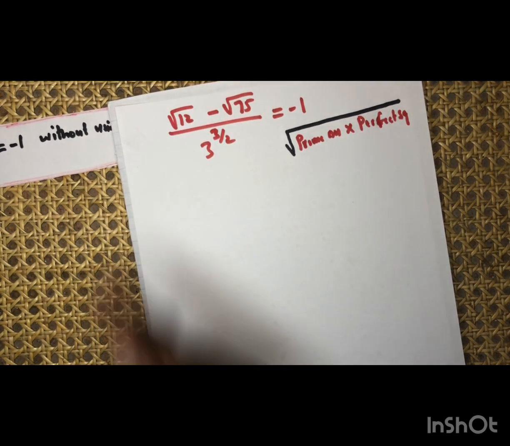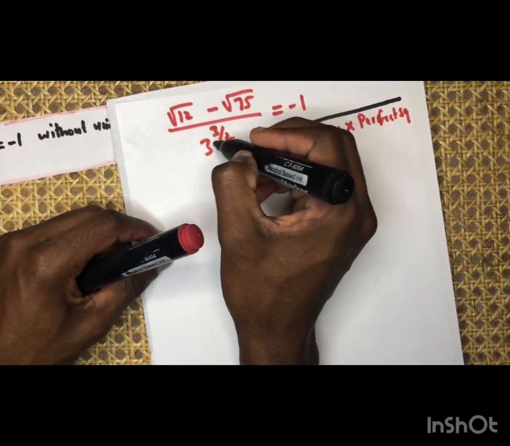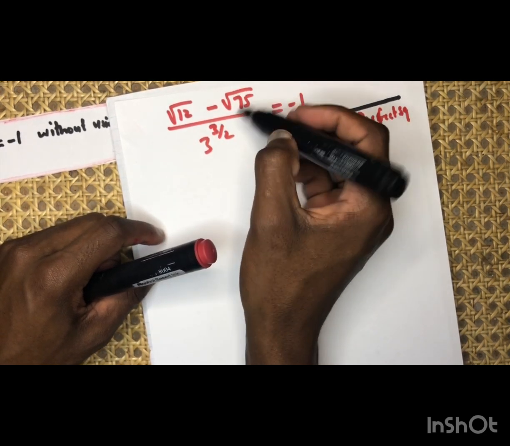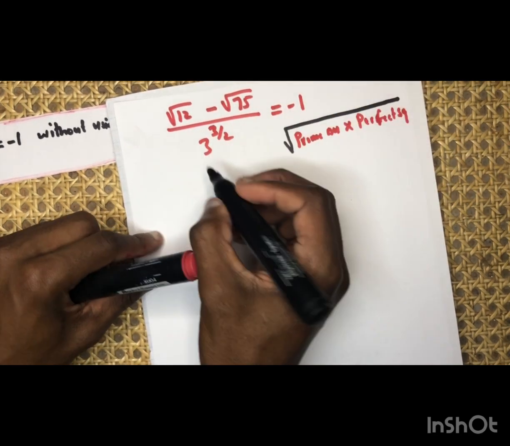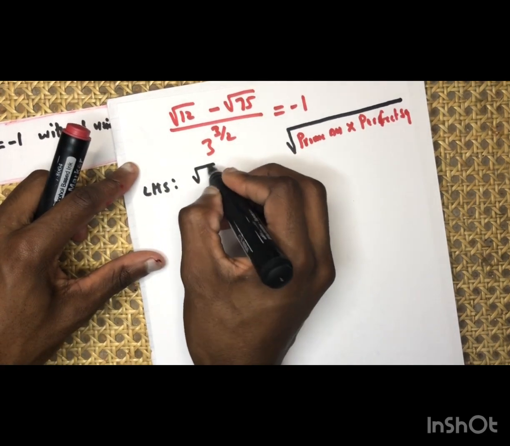So here, guys, I have root 12 minus root 75 over 3 to the power 3 over 2 equals -1. So this is the left and the right. So I'm going to take the left hand side here. I have this one.